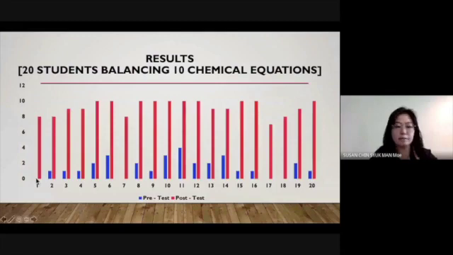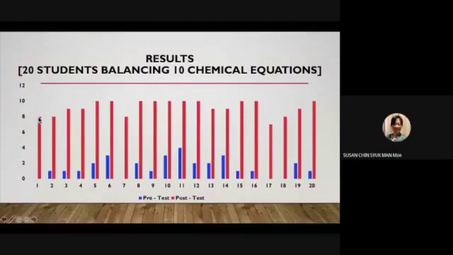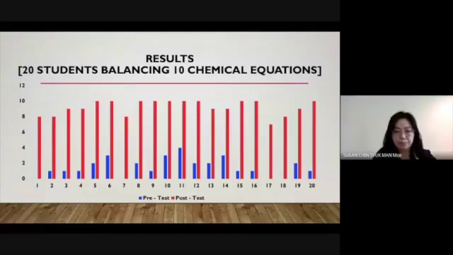After you let them play the games, for example, my first subject, with no knowledge, cannot balance any chemical equation at all, but finally this student is able to complete 8 out of 10. I give them 10 random chemical equations and they are able to complete 8 out of 10. So the result shows quite an encouraging result after the implementation of the tools.